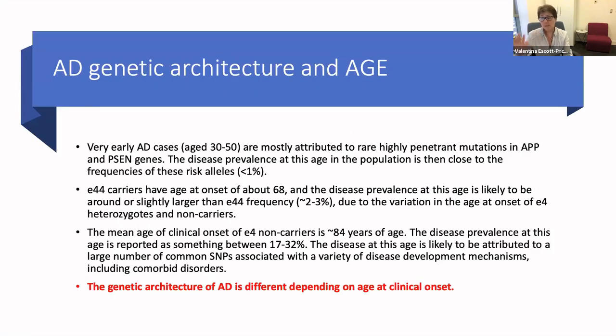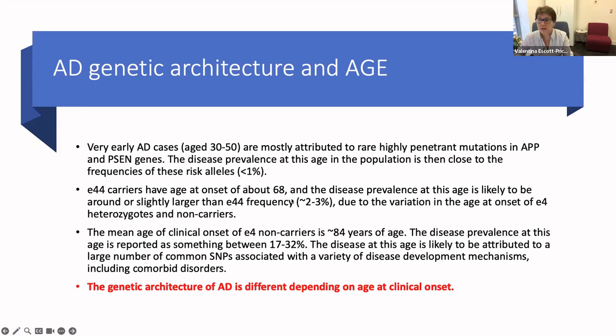So far, I have shown you facts which are known from the literature, and in conclusion, this is why I think that the genetic disease architecture depends on age for Alzheimer's disease. When we have early AD cases, about 30 to 50 years old, we know that they are attributed to familial and highly penetrant mutations, and you don't need a genome-wide study, you don't need anything. That's the only gene. If you have it, that's it.